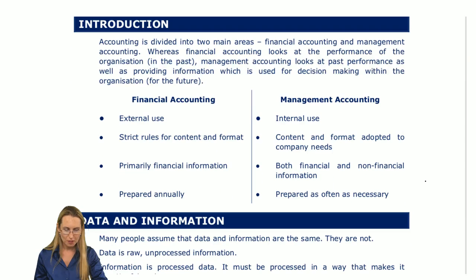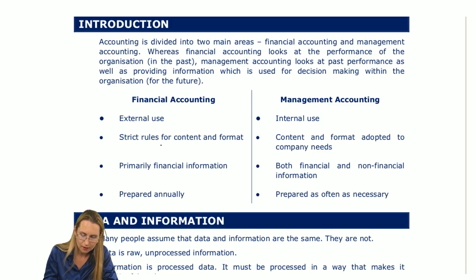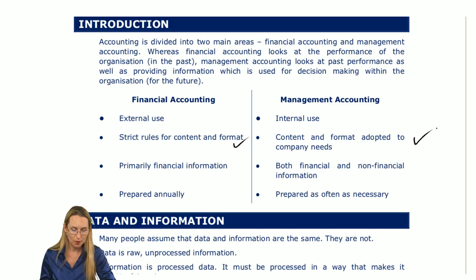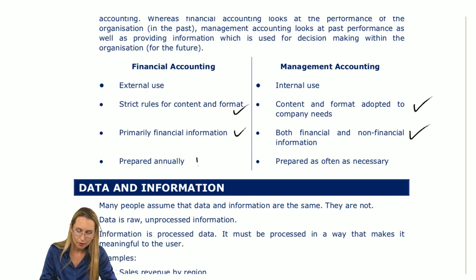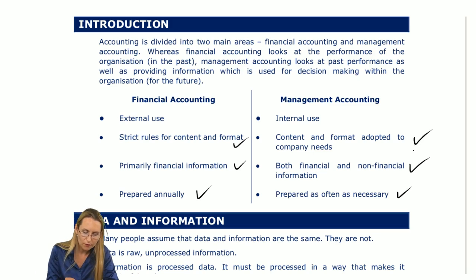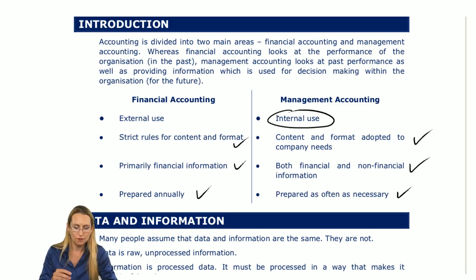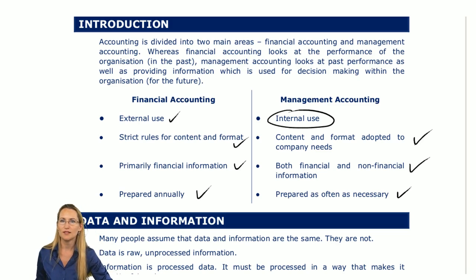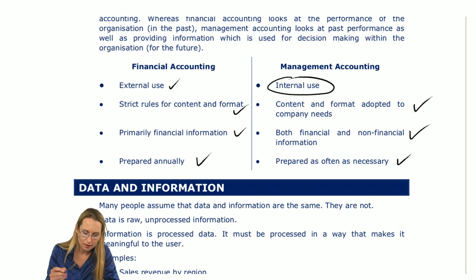And here is our first chapter, introduction. So we discussed that financial accounts are prepared to strict rules, and management accounts are adapted to company needs or as managers require, primarily financial and both financial and non-financial, prepared annually for financial accounts and prepared as often as necessary for management. And from the definition, we know that management accounting is for internal use and financial accounts for external. You know it because financial statements are available to anyone to view. We can add something else here.